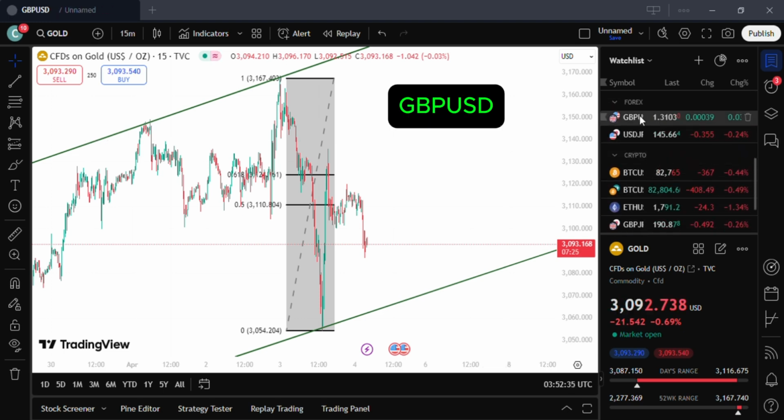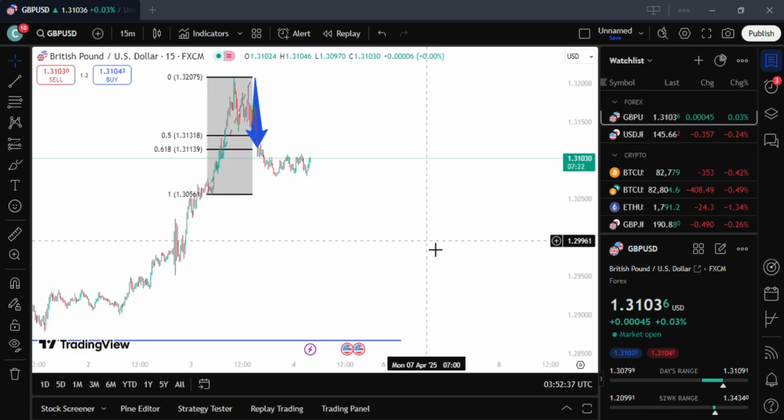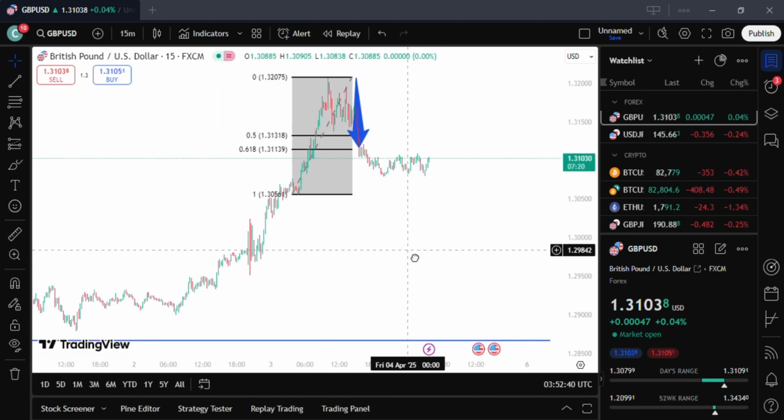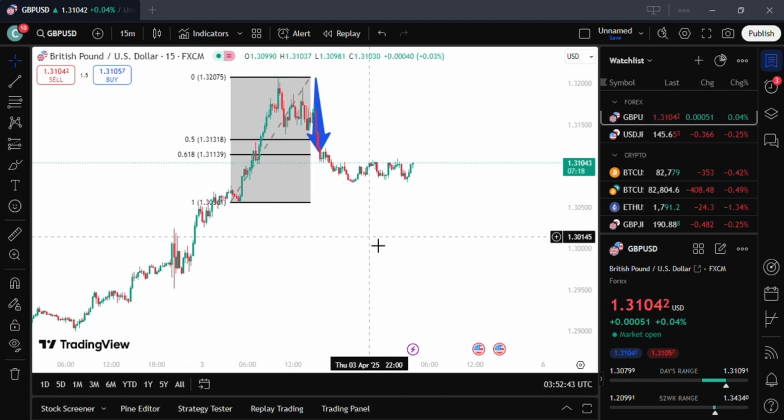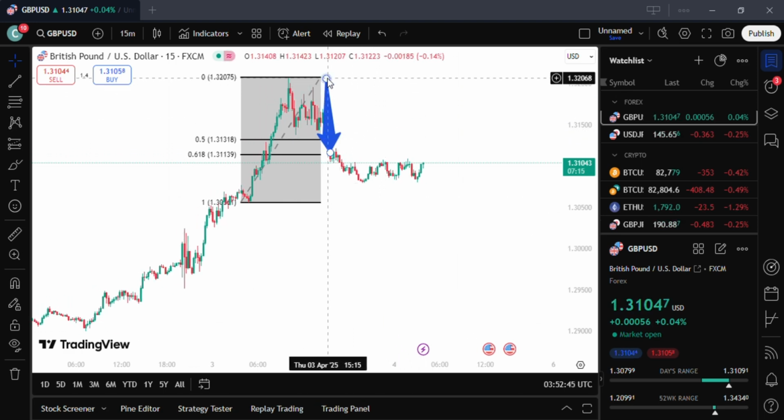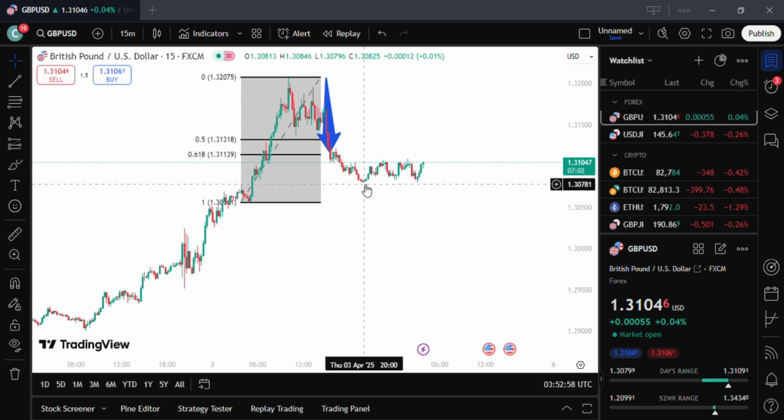GBP USD. I think I gave this setup yesterday, and you can see we ate well yesterday. I gave this setup yesterday where I put my Fibonacci here, and I was looking at price to come to this level. And of course, when it came to this level, it broke this level a bit and went a bit further down. So at this point it is forming a shoulder and trying to show a bullish reversal pattern.